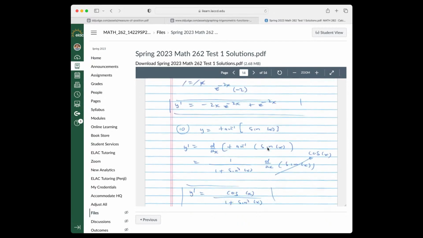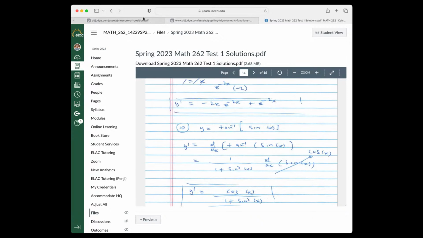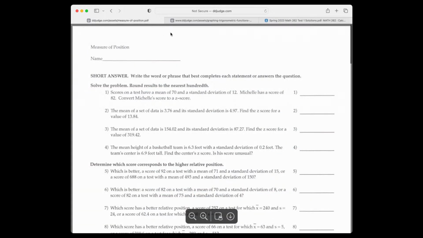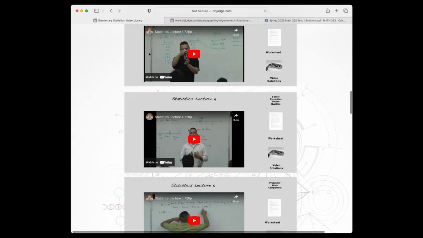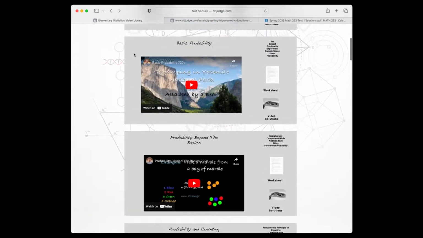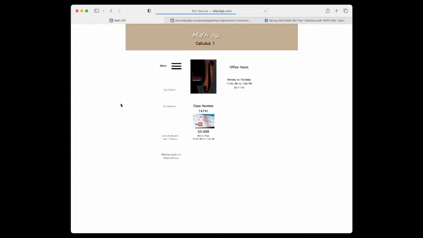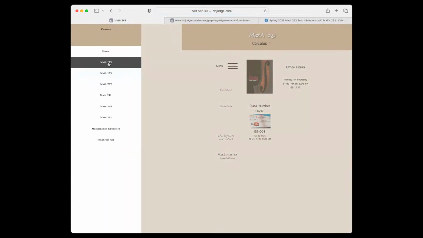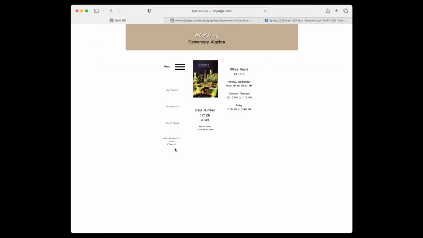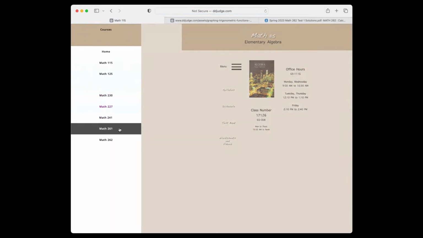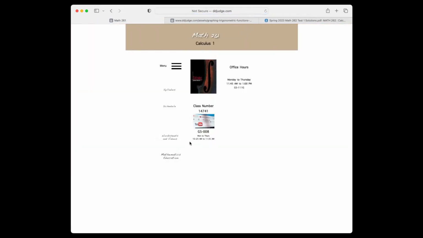I'm also going to remind people that I have a bunch of resources. This is for the last class. I have resources that might help people. First, let me go home and get to Math 261. Now, some of you guys may want to review the 261 worksheets and videos.